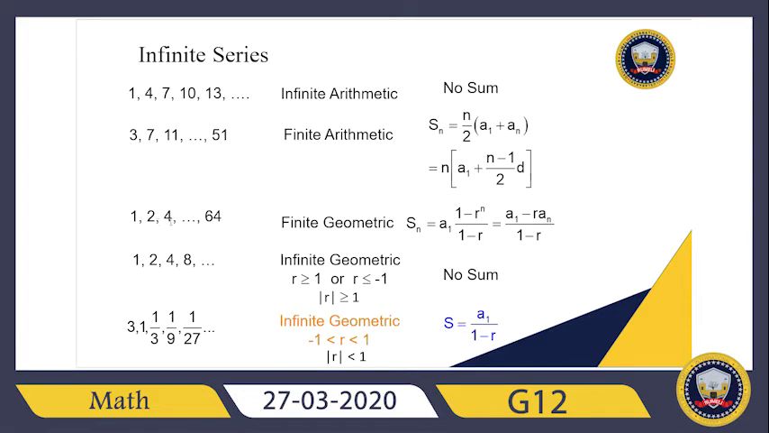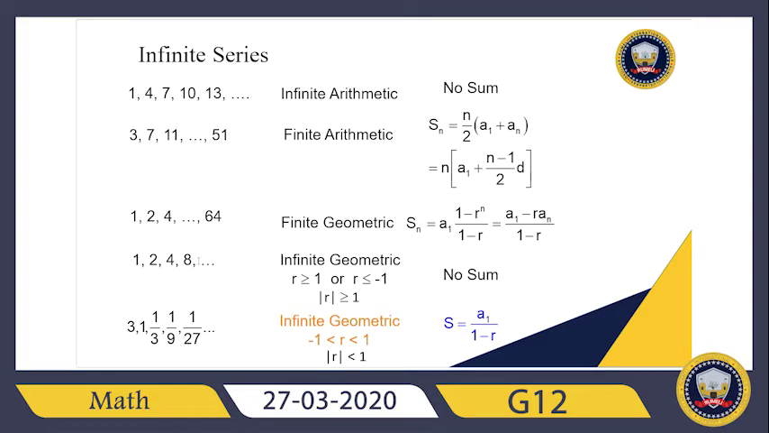1, 2, 4, and so on. So basically I'm multiplying each one of these terms by 2 to get the other one. When we have a finite geometric sequence, immediately I can use the formula. The formula is S_n equals a1 times (1 minus r to the power n) over (1 minus r). So this is the way to find the summation when we have a finite geometric sequence.